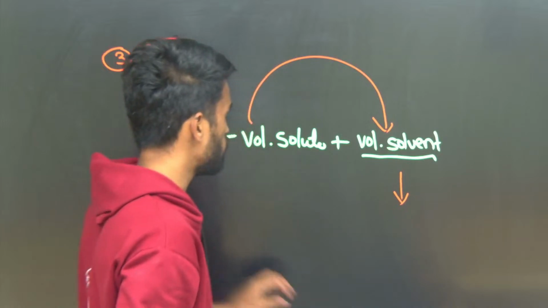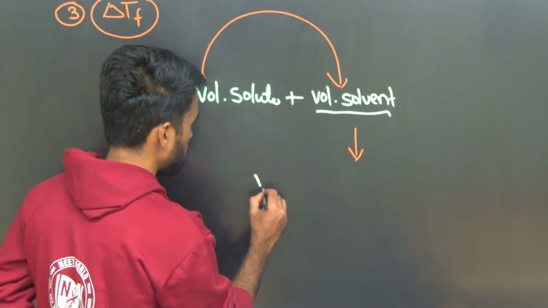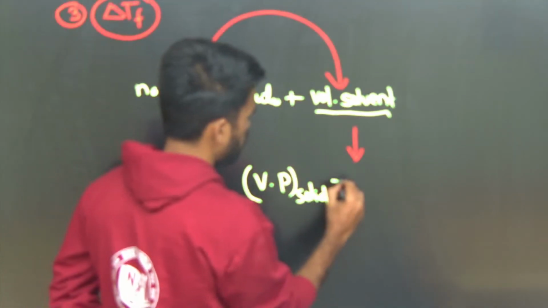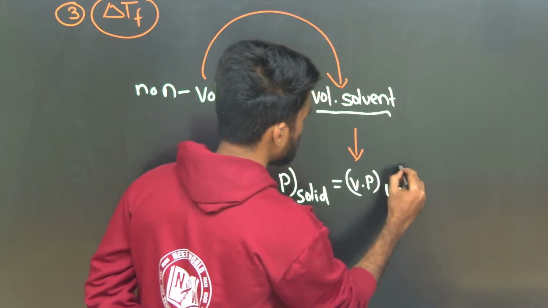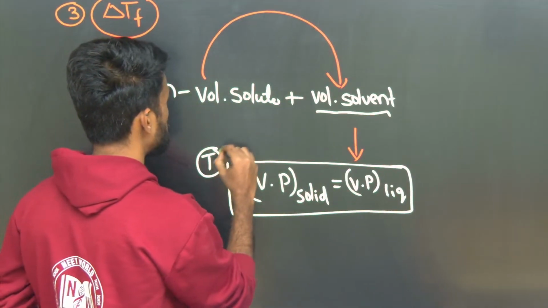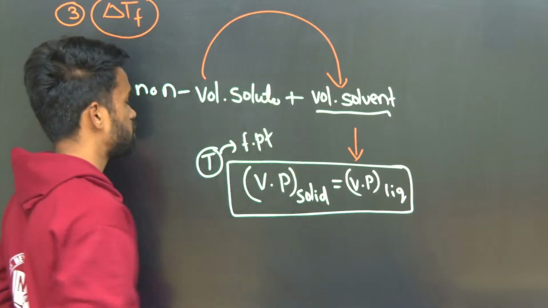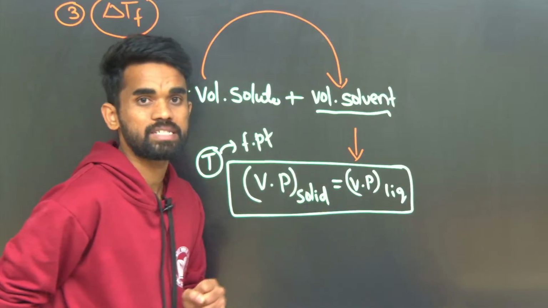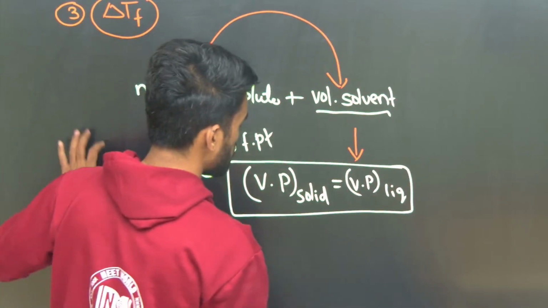What do we mean by freezing point? The temperature at which the vapor pressure of its solid is equal to the vapor pressure of its liquid. Whatever temperature we measure at this point is considered its freezing point. What is freezing point? The temperature at which vapor pressure of solid is equal to vapor pressure of liquid. Now how can you draw the graph?